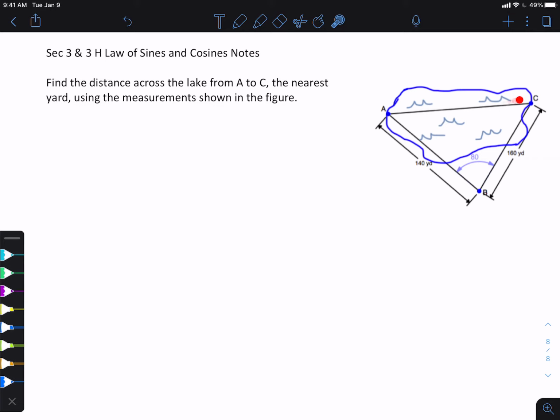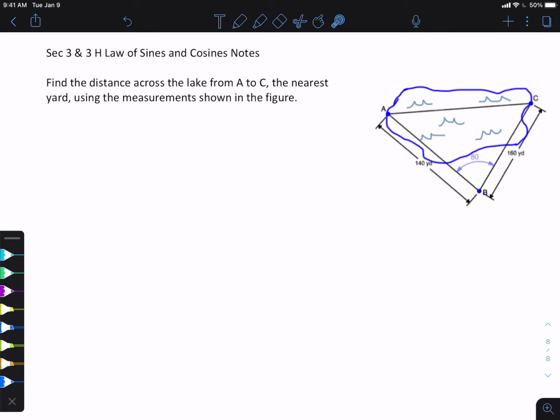Okay? So notice I don't have any interior angles for these two. I don't have this side length. Or I don't have a side and an angle across from each other, which is what I was trying to verbalize. So I cannot use the law of sines. So that means I have to use the law of cosines.